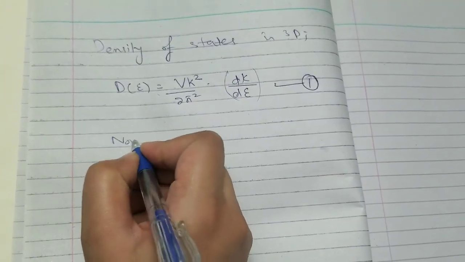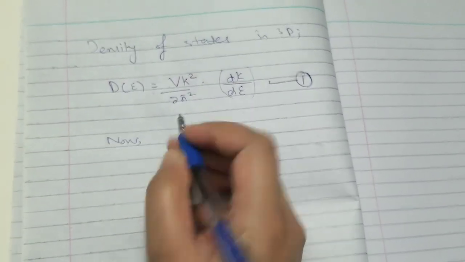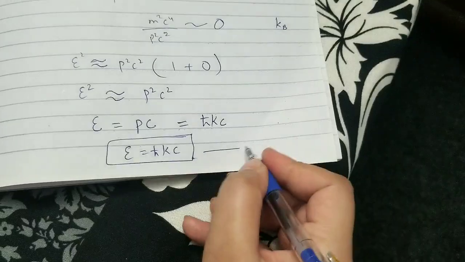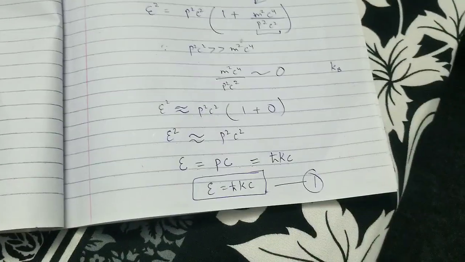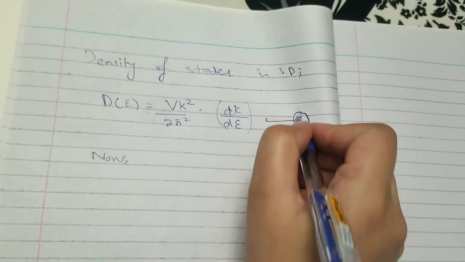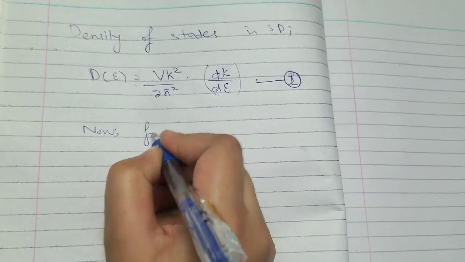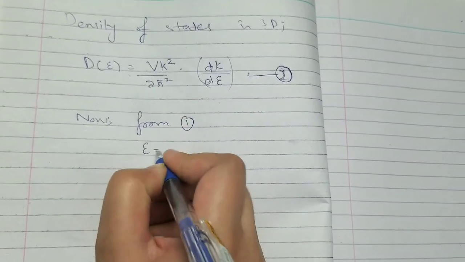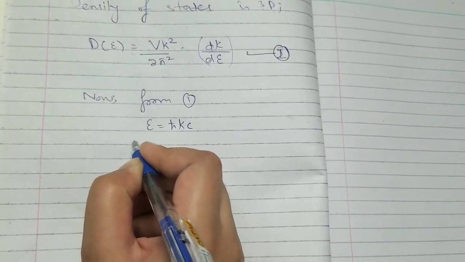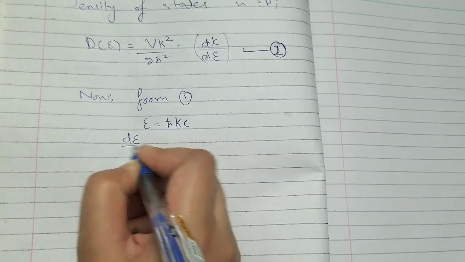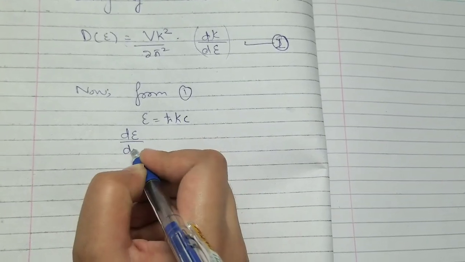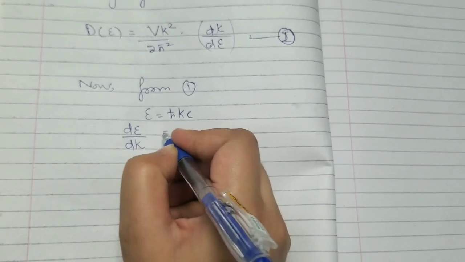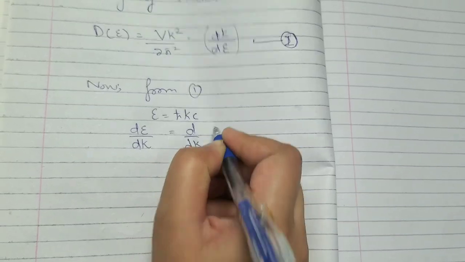Let's say this is expression number 1 and this is expression number 2. So now from 1 we have E equals h cut kc. Taking the differential of both sides, differentiating both sides with respect to k, it's this.